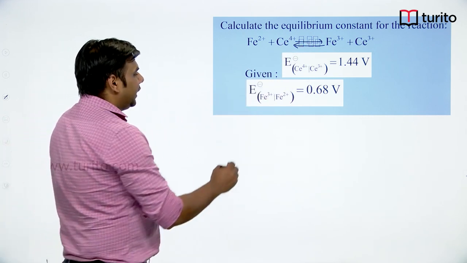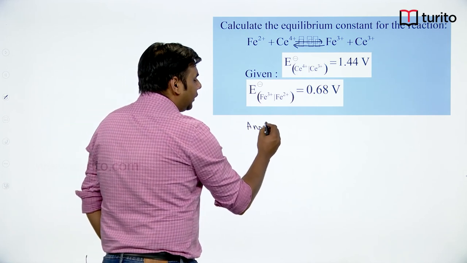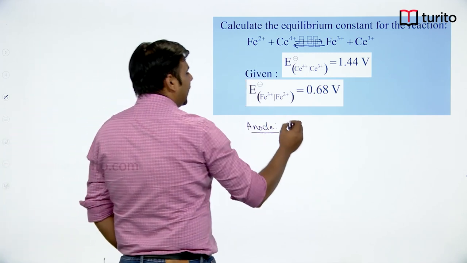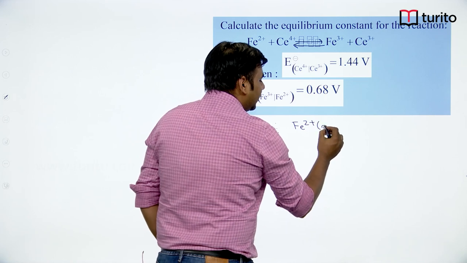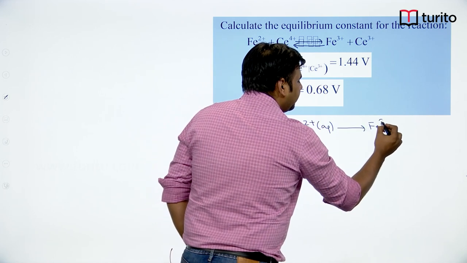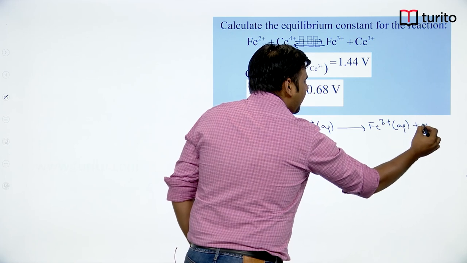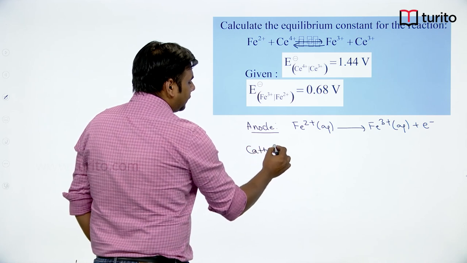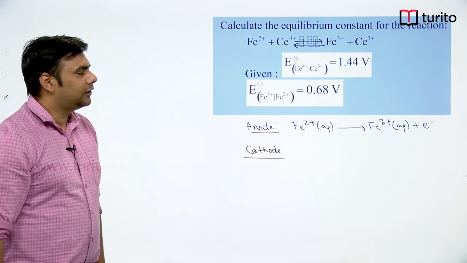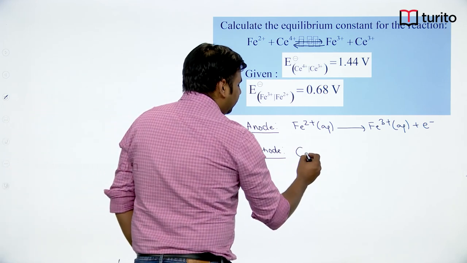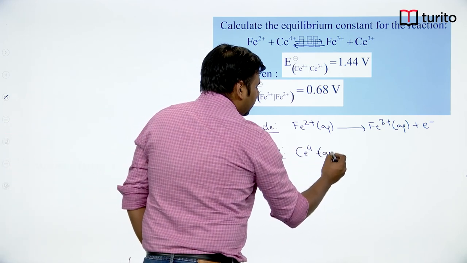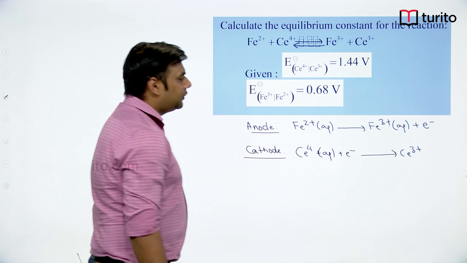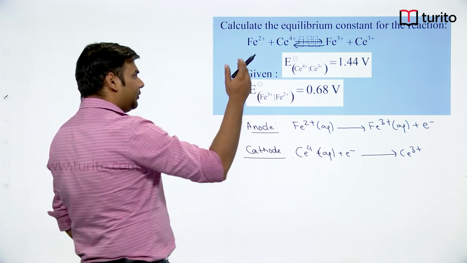Okay. So first we will write the anodic half cell, or the anode. We know that at the anode oxidation takes place, so we can see that iron 2 plus is getting oxidized into iron 3 plus. Similarly, if you look at the cathode, cerium 4 plus would get reduced. So cerium 4 plus is taking up an electron and changing into cerium 3 plus. So this is the basic reaction that is happening, because this reaction has been given to us.